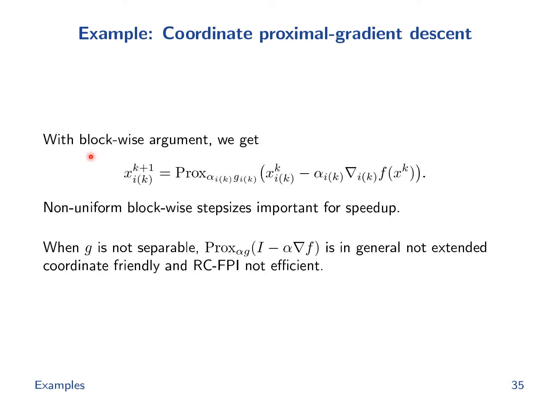Like before, we can apply a blockwise argument to generalize this method to let different blocks have different step sizes. If g is not separable, then prox alpha g is not separable. And to obtain the i-th component of this operator, we may have to calculate an entire prox of alpha g, which requires the entire input. So in general, in this case, this proximal gradient operator is not extended coordinate friendly, and the corresponding randomized coordinate fixed point iteration is not computationally efficient.